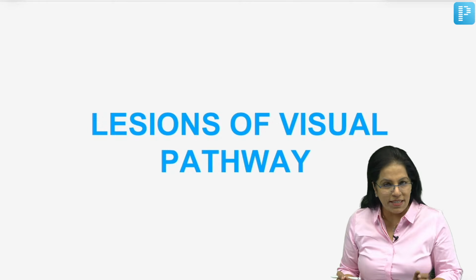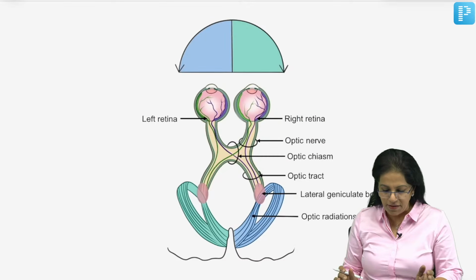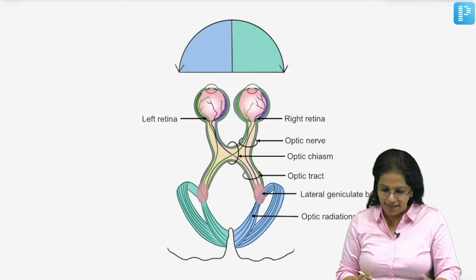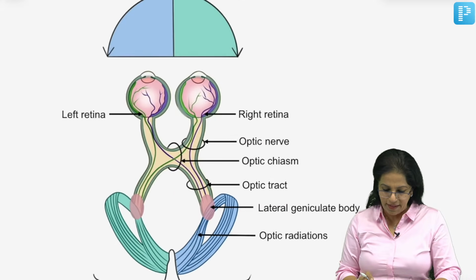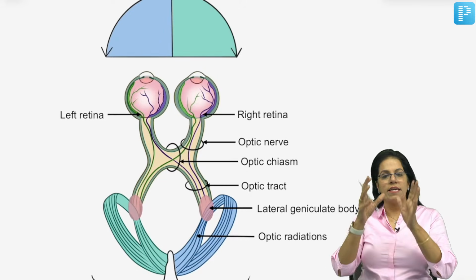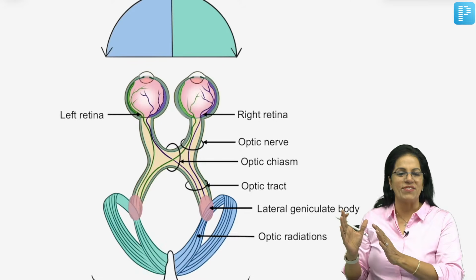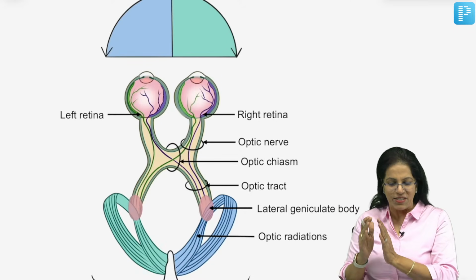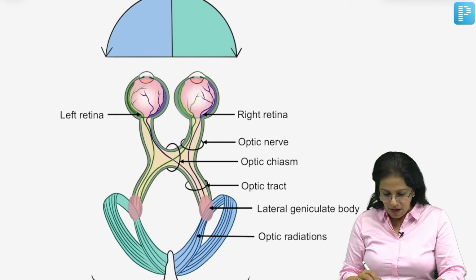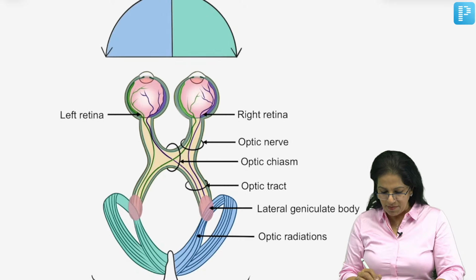When you say lesions of the visual pathway, we will first start with understanding the pathway. So, let us look at this diagram here. We start with the two retinae. When you are making a pathway, left is left, right is right, first of all, no confusion. This becomes your left retina, this is your optic nerve, then it is crossing, going to the chiasma.